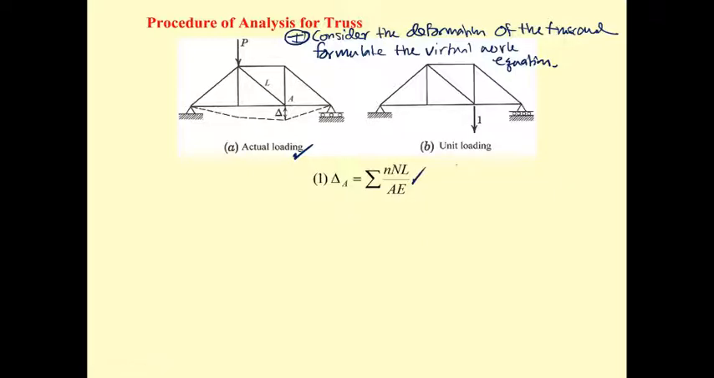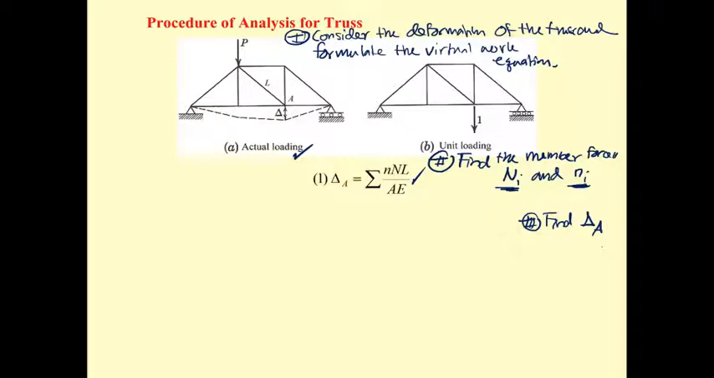And from this equation, the second one, you will find the member forces, okay, which is going to be capital N sub i due to the actual load, and the small n sub i, which is due to the virtual force. And the third, you find what you'd like to find. In this problem, you find delta, and delta at what? Delta at A in the vertical direction.